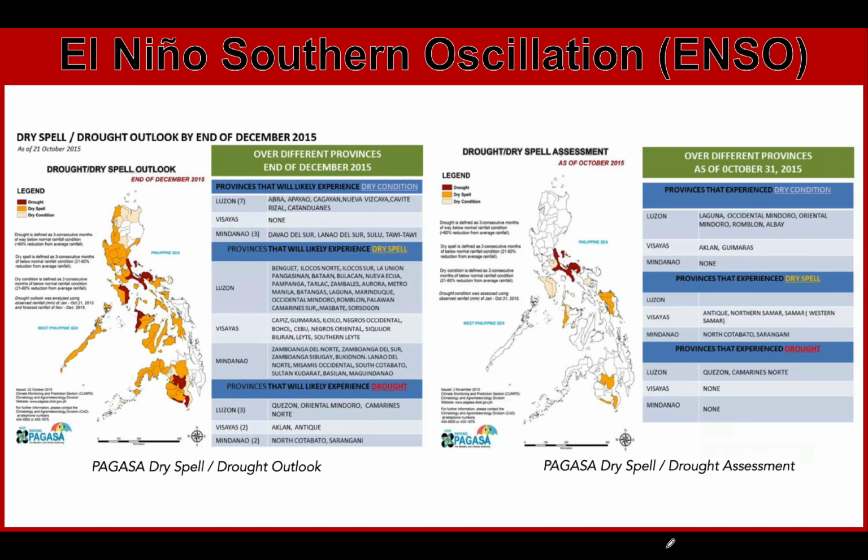Now, months prior to the onset of El Nino, Pag-asa publishes dry or drought spell outlook like this. Okay, this can warn us of impending dry conditions so we can prepare for such extreme events. So these are also regularly published to report unusual climate conditions in different parts of the Philippines.